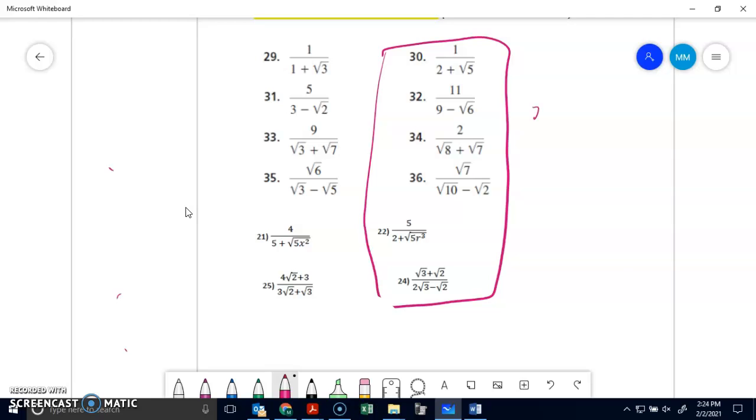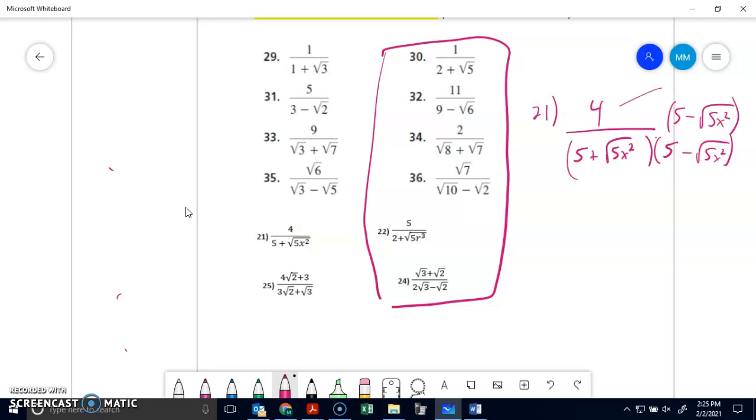Let's take a look at number 21. I have 4 over 5 plus the square root of 5x squared. First of all, I see something that can simplify. And, I mean, I can do that. Let's just leave it be for now and do the conjugate. So I have 5 minus the square root of 5x squared. And I'm going to distribute. It gives me 20 minus 4, which is an outside number, times the square root of 5x squared, an inside number, I'll leave that alone.